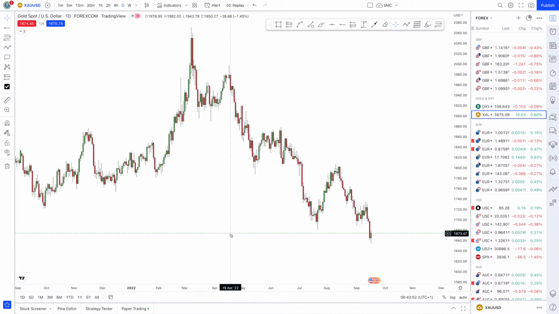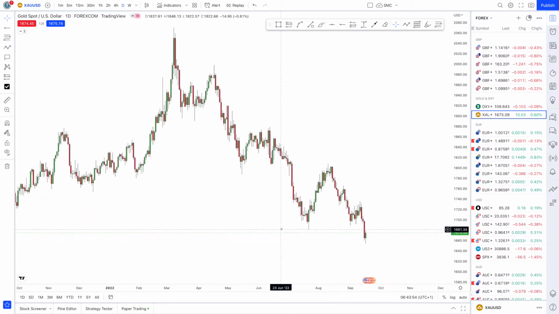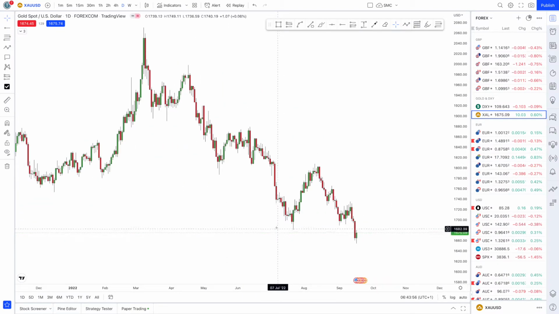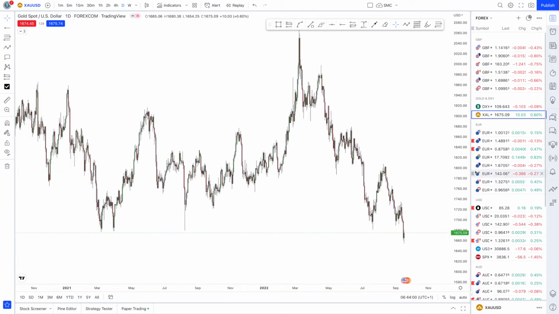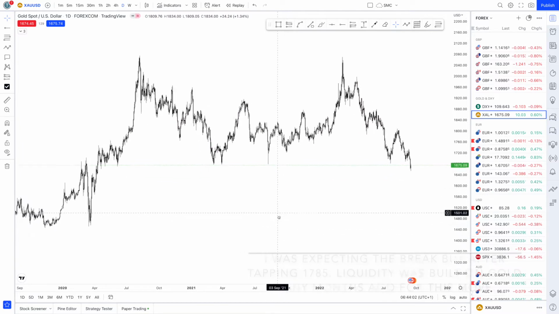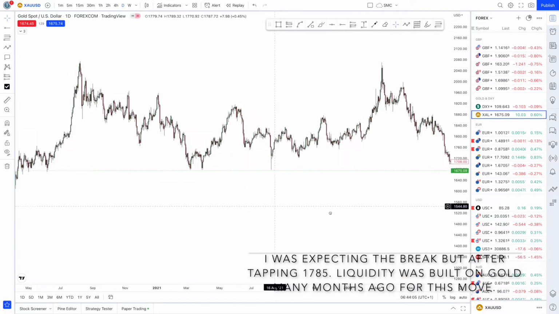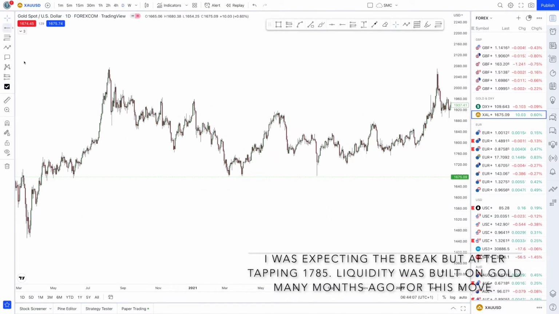Today I'm going to be doing gold analysis, starting with the daily and then working down into the lower time frames. So pretty much what you need to do is just scroll out on gold. Just scroll out and take a look at previous price action from the past, right?